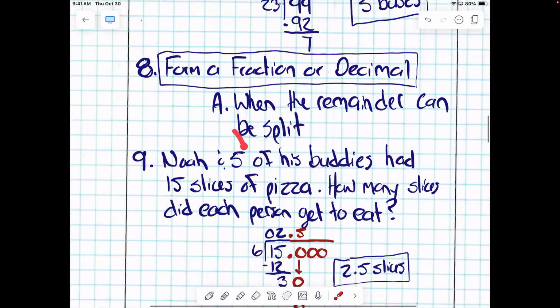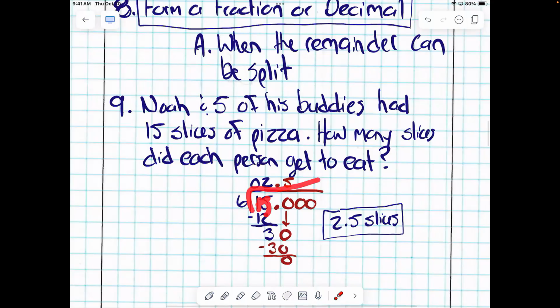All right, Noah and 5 of his buddies are having some pizza. They have 15 slices. They're going to divide the 15 by Noah and his 5 buddies, so there's 6 of them, right? They realize that everybody gets 2 pieces and they have leftover of 3. They have 2 remainder 3. They're like, well, that doesn't work. I don't know what 2 remainder 3 means.